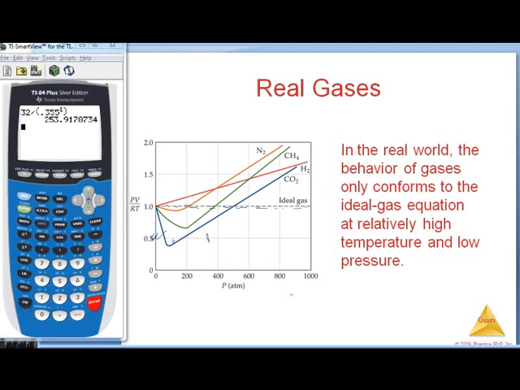Okay, so in the real world, the behavior of gases only conforms at relatively high temperature and relatively low pressure. If I have high temperature, that means my particles are moving really fast. And if I have low pressure, then they're not very compressed, right? So they're going to be free to move about. So the further apart the gases are and the faster they're moving, the more ideal their behavior. But if I compress them, if I put pressure on them, and I slow them down, then they move away from ideal gas behavior, okay?